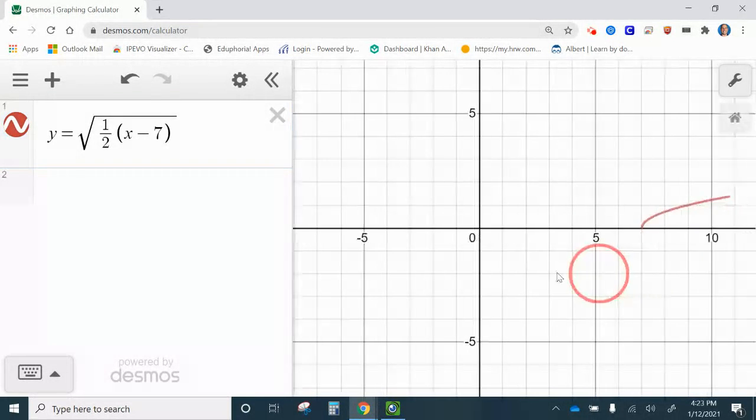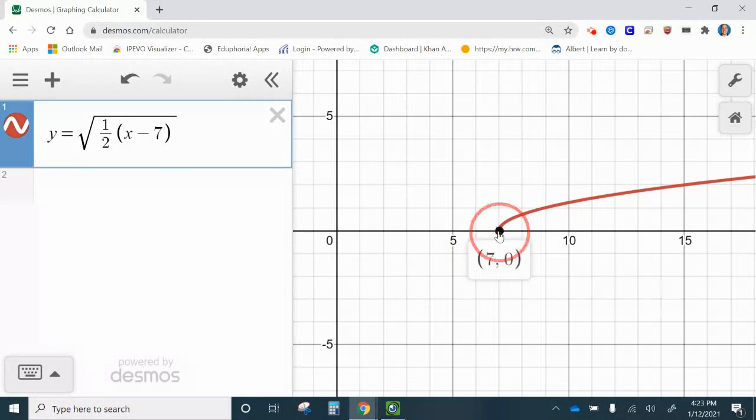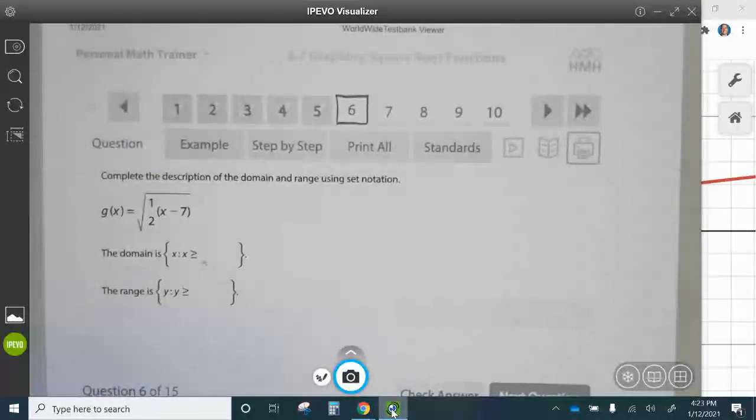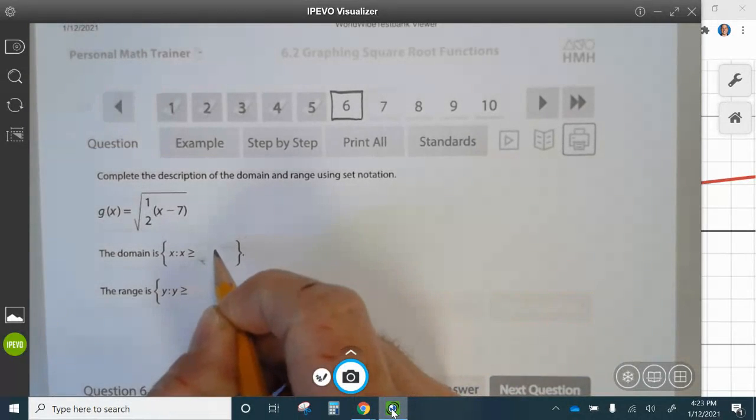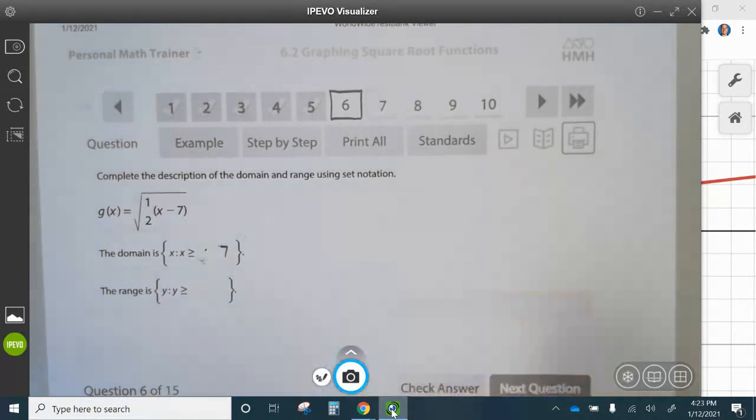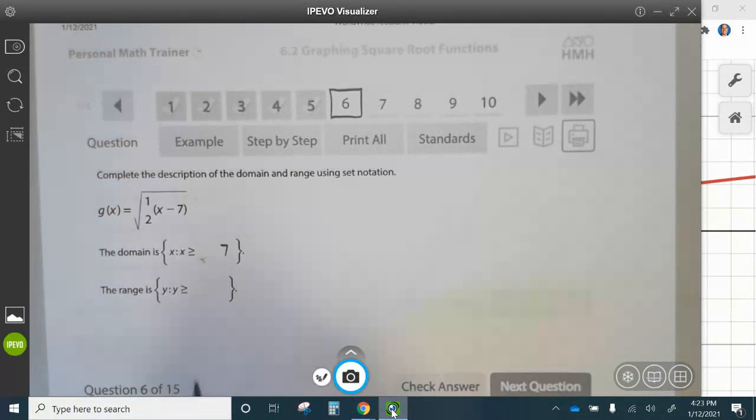So you first want to look at the vertex. 7, 0. That means the domain is x greater than or equal to 7, and the range is y greater than or equal to 0. So the domain is x greater than or equal to 7, and the range is y greater than or equal to 0.